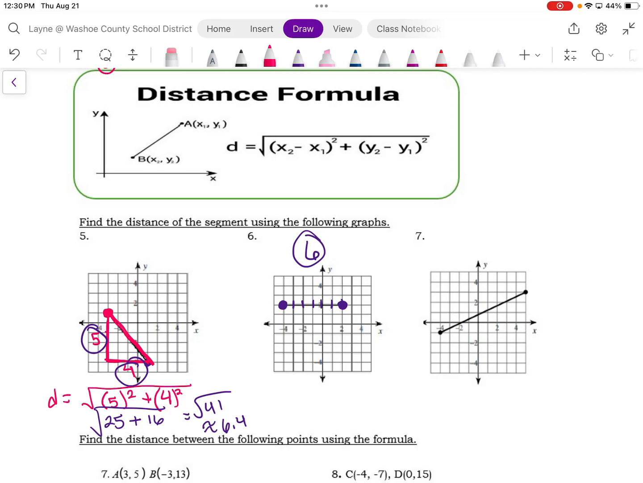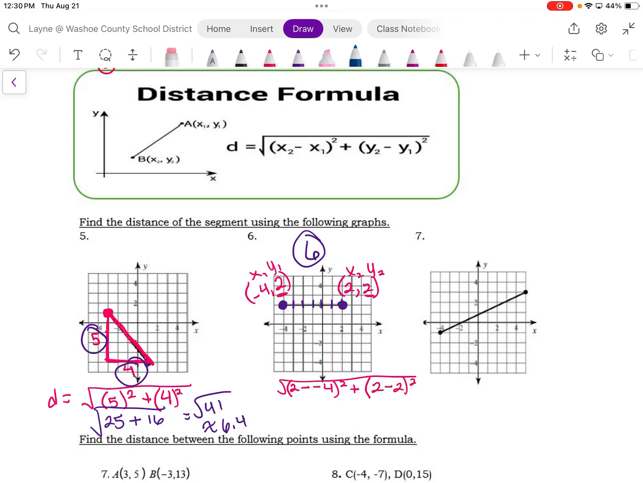So I'm going to label the coordinate points. This is -4, 2. And this is 2, 2. This will be x y, x y, 1, 2. And then I plug into the formula. Under the square root, it should be x2, which is 2, minus x1, which is -4, squared, plus y2 minus y1. So this will just be 2 minus 2 squared.